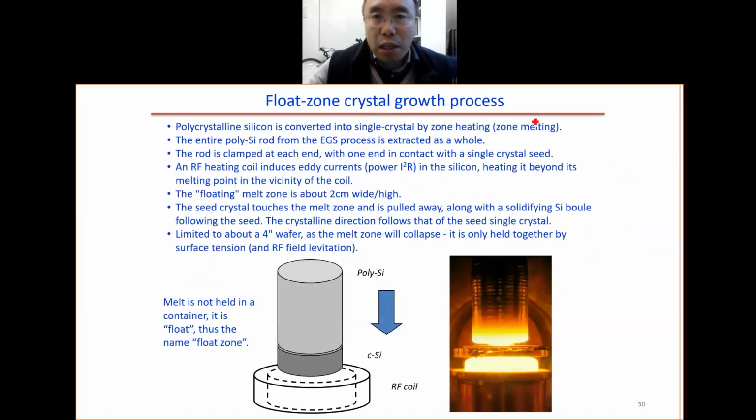So this is how the float zone works. It is called float because the melt is not held in a container. You can see the melt is floating. This part inside, the melt, is floating. That's why it is called a float zone.